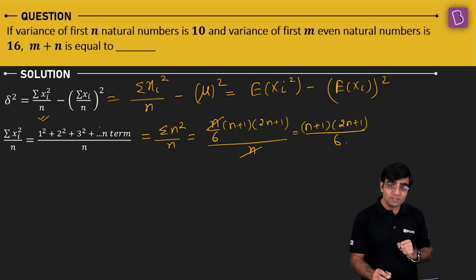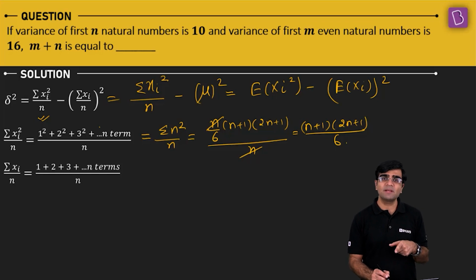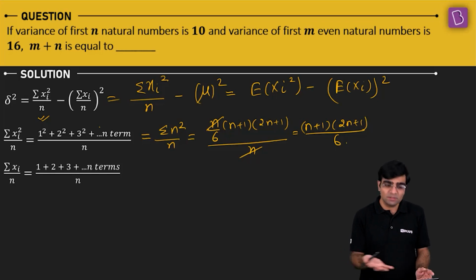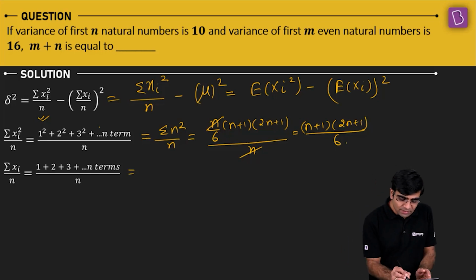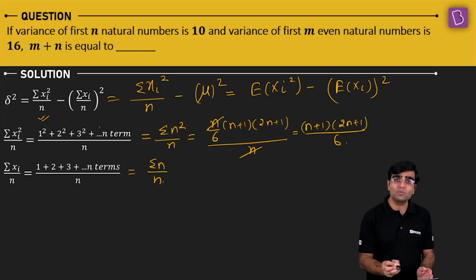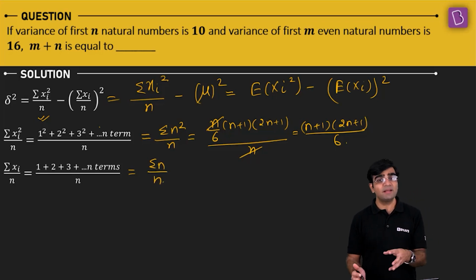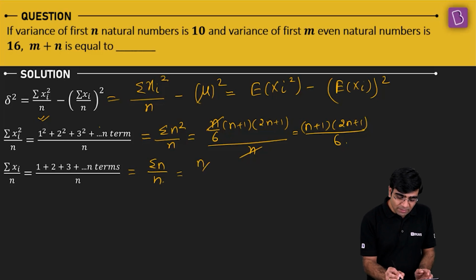Let's go for the second part, which is sigma xi by n. What is sigma xi by n? It is the average of the first n natural numbers. That is nothing but sigma n by n. See, the numerator is the sum of all the natural numbers, that is sigma n. What is sigma n? That is n by 2 into n plus 1, whole divided by the number of terms, which is n. So n got cancelled. We got this quantity as nothing but n plus 1 by 2.